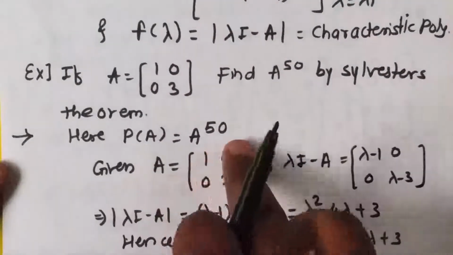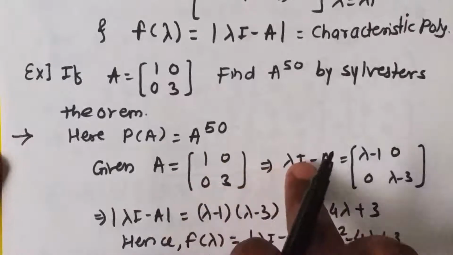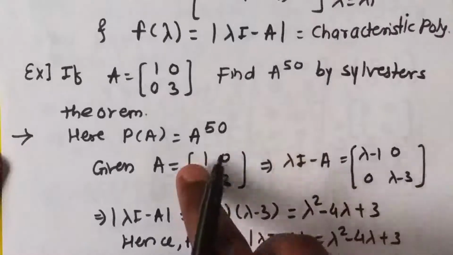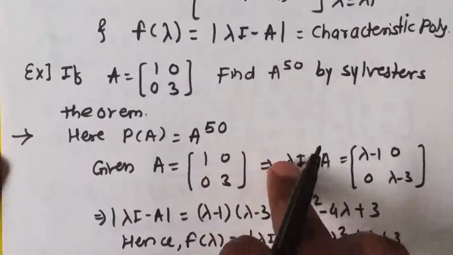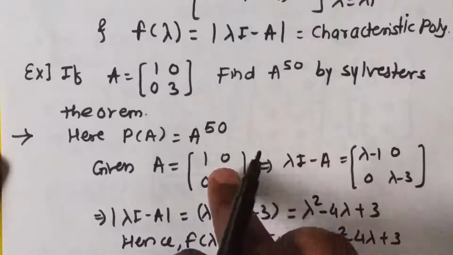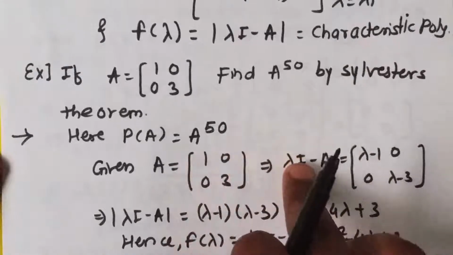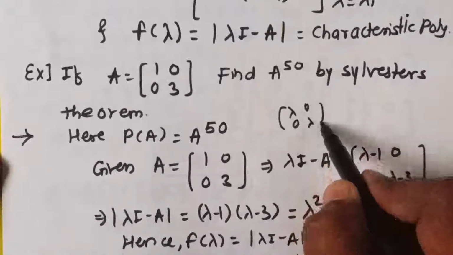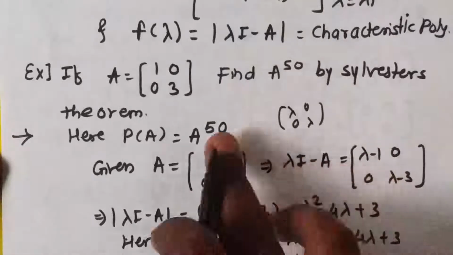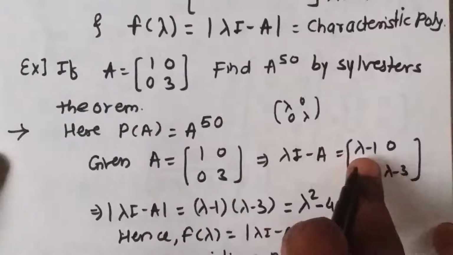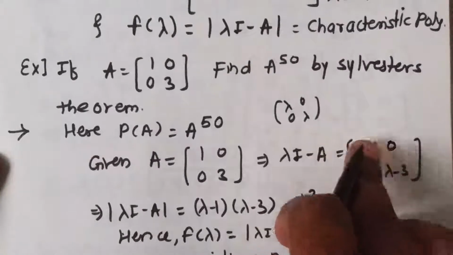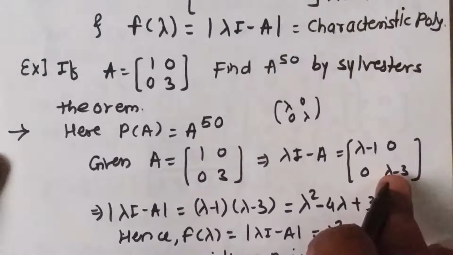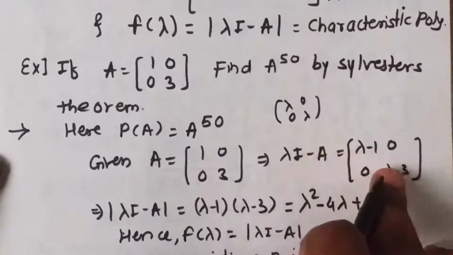So if A is equal to 1 0 0 3, then lambda I minus A we can calculate from lambda I, where I is the identity matrix of the same order, that is 2. Lambda I will be the matrix lambda 0 0 lambda. If you subtract matrix A from this, you will get lambda minus 1, 0 as it is, 0 minus 0 is 0, then 0 and lambda minus 3. So this will be the lambda I minus A.